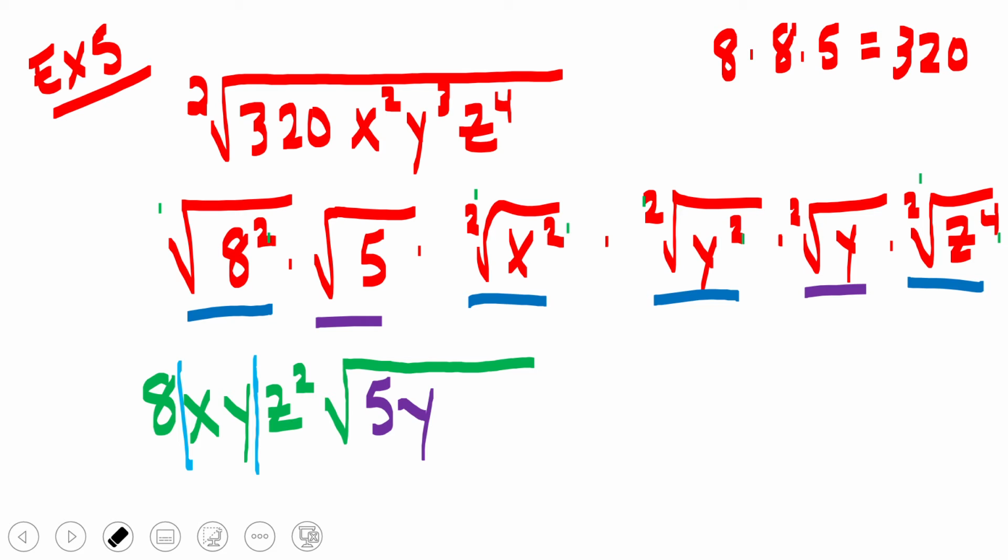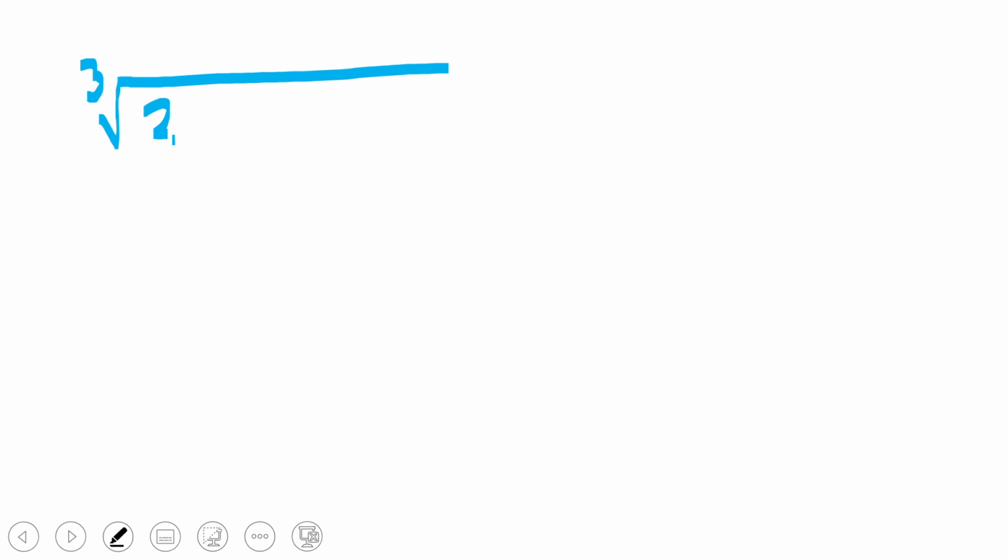Okay, in our next example, we have a cubed root of 24 x to the 6th power, y to the 7th power, z to the 10th, r to the 13th.